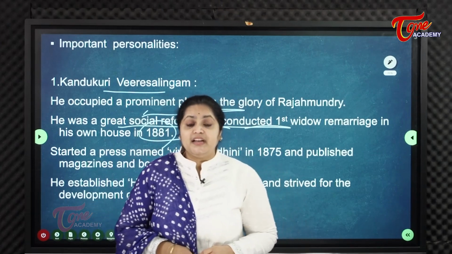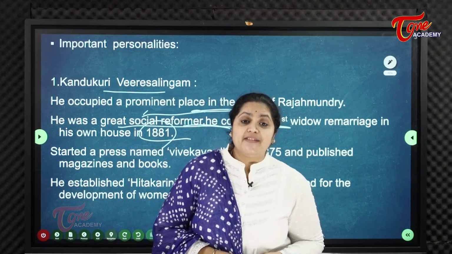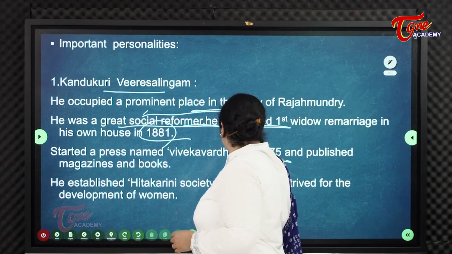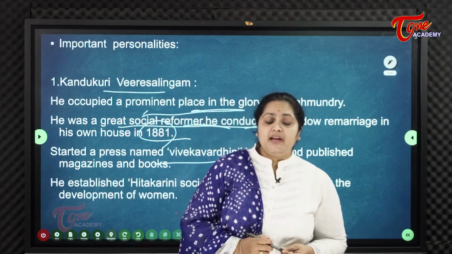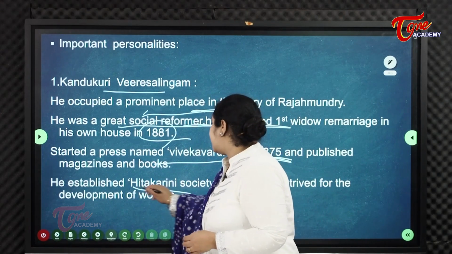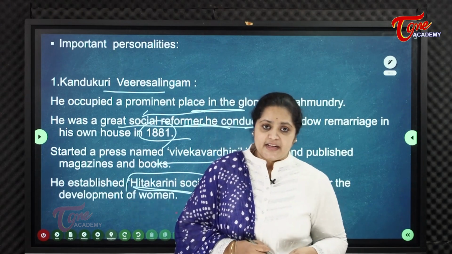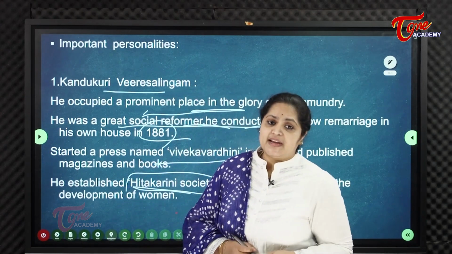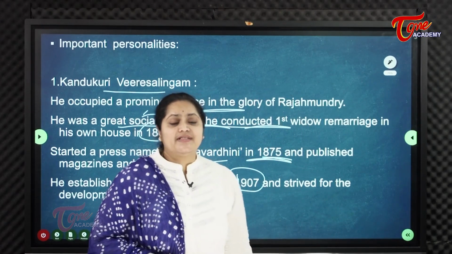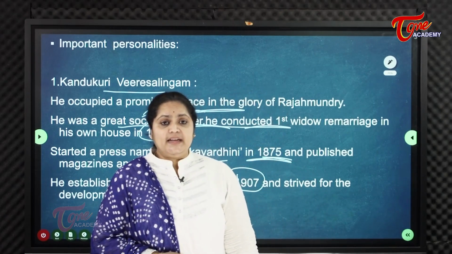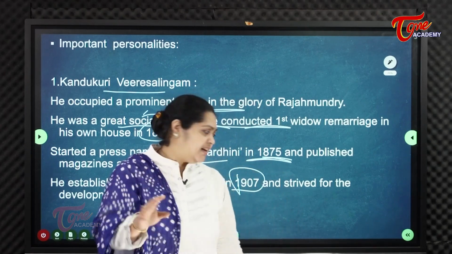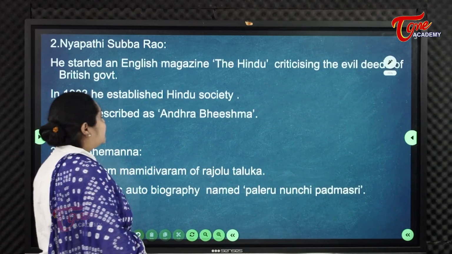And he even started a press called Vivekavardhini in 1875 and published many magazines and books through this press. He also established the Hitakarini Sabha, a society for the development of women, in 1907. So Hitakarini Sabha in 1907, Vivekavardhini in 1875, and the first widow remarriage in 1881.